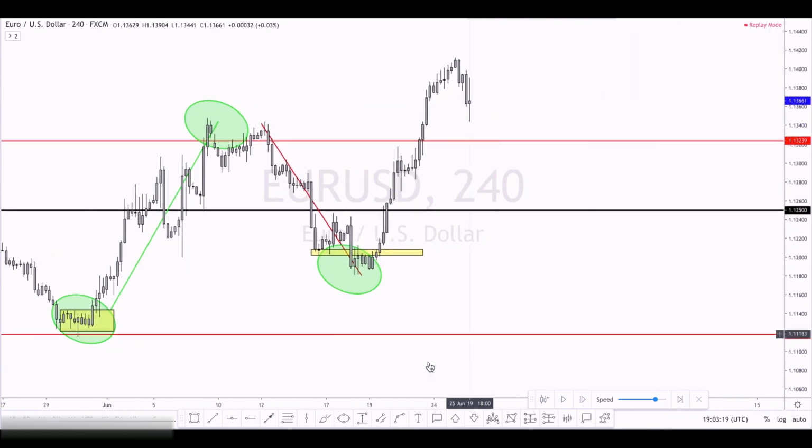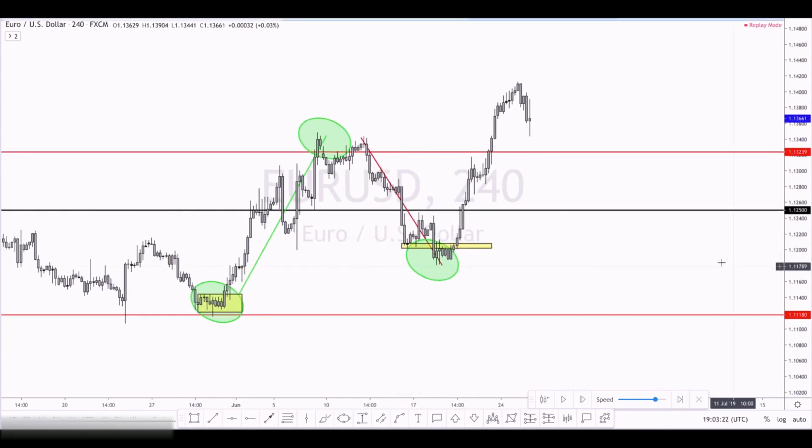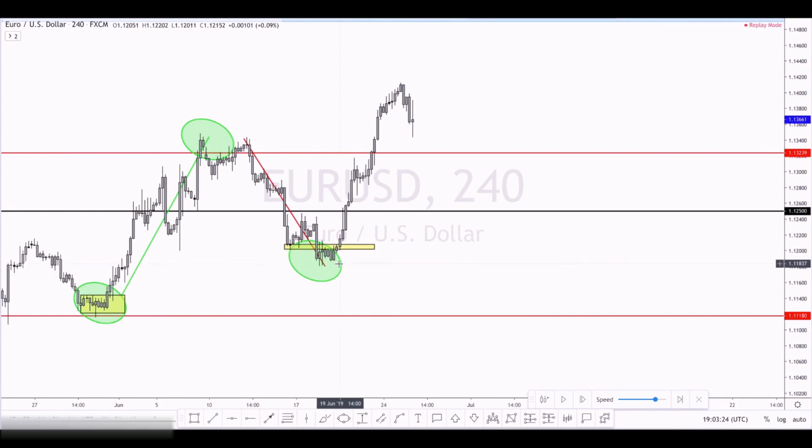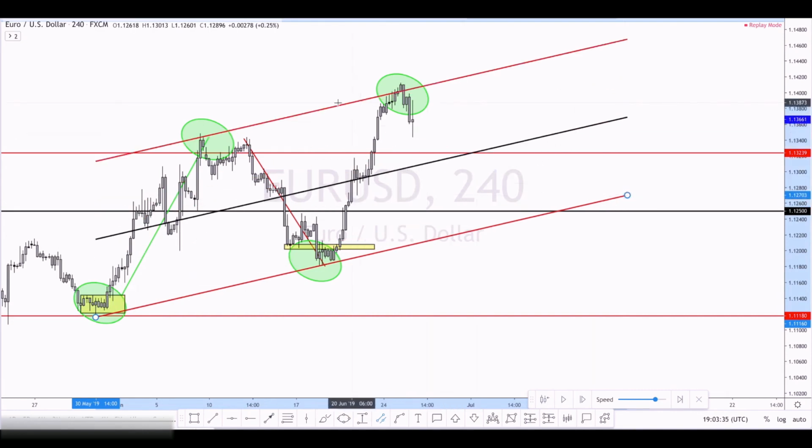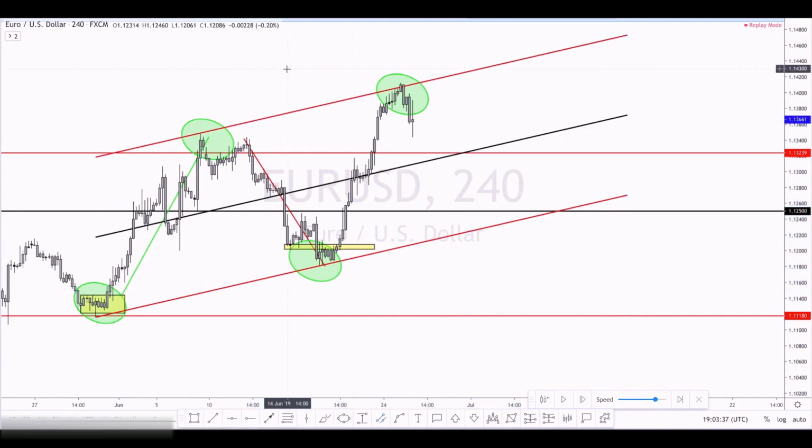So now for me, what euro dollar is doing now is creating. So once I've seen a swing low, a swing high, a higher low, we've now made a higher high. What I'm looking for now is, this is potentially bullish market structure. So now I'm looking at price like this now.